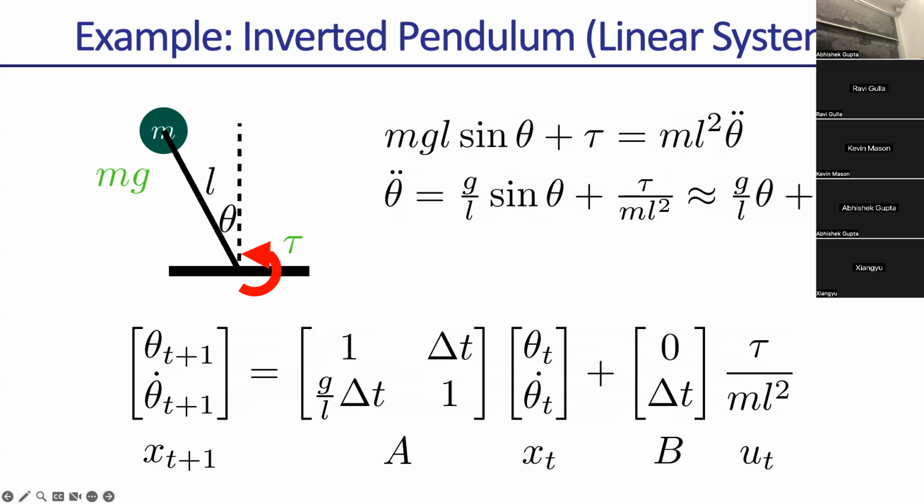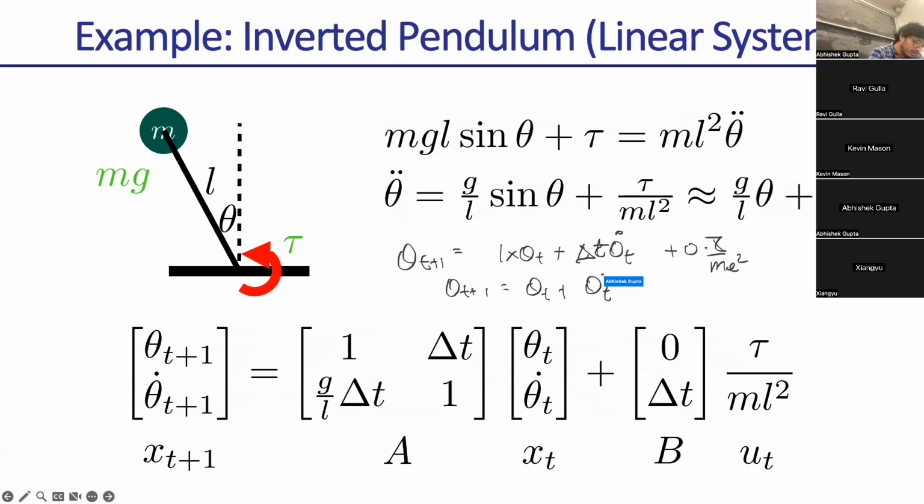The state is the position and the velocity of the system. So in most robotic systems, you always want to have the state be position and velocity when you're doing second order. Now, if you just expand these matrix equations, you're going to get exactly the same two equations that we had before. So let's work through it real quickly. If you just do the matrix multiply, the first row becomes theta t plus 1 is equal to 1 times theta t plus delta t times theta dot t plus 0 times tau over ml squared, which means that theta t plus 1 is equal to theta t plus theta dot t delta t. Same as the last equation we had.